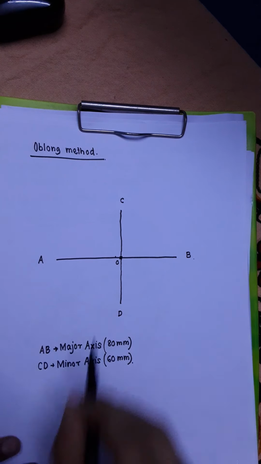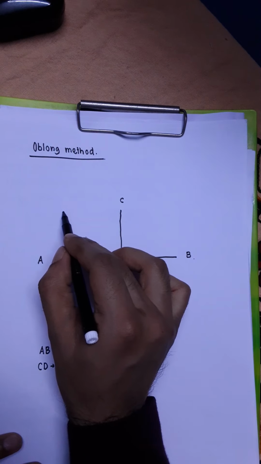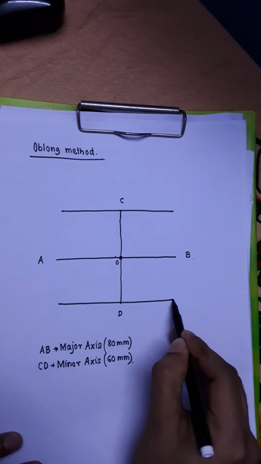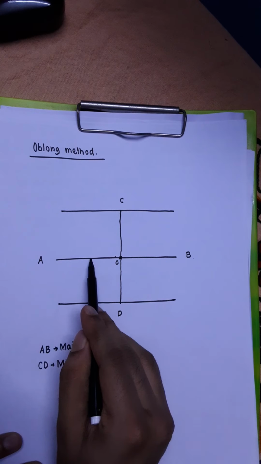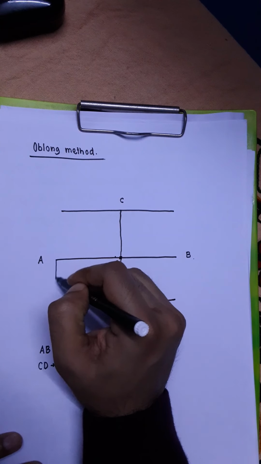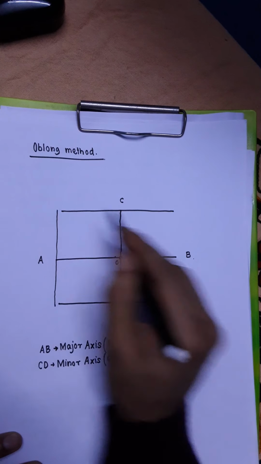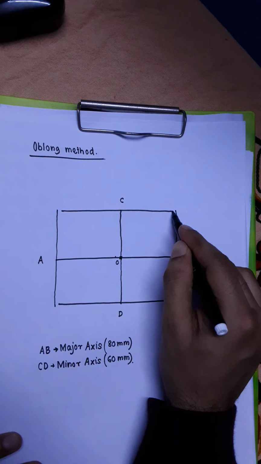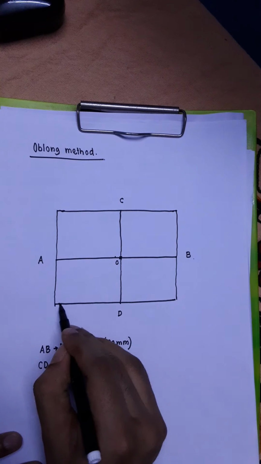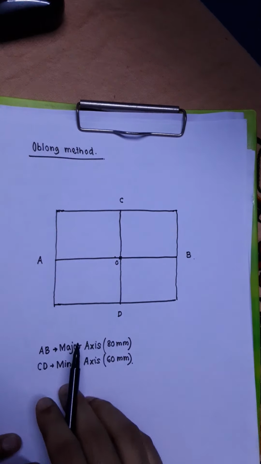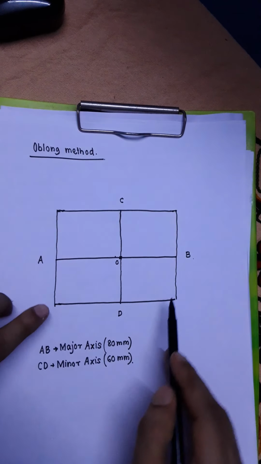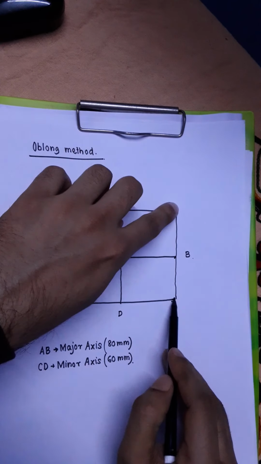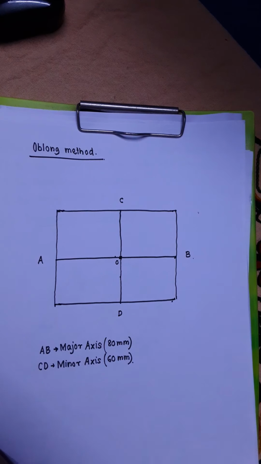Now what we are going to do is we are going to complete this rectangle with two of its sides equal and parallel to the major axis and the remaining two sides equal and parallel to the minor axis. Okay, so we are now constructing this rectangle consisting of these two sides equal and parallel to the major axis and these two sides equal and parallel to the minor axis.